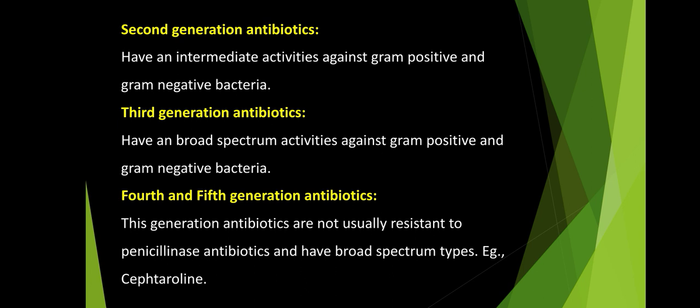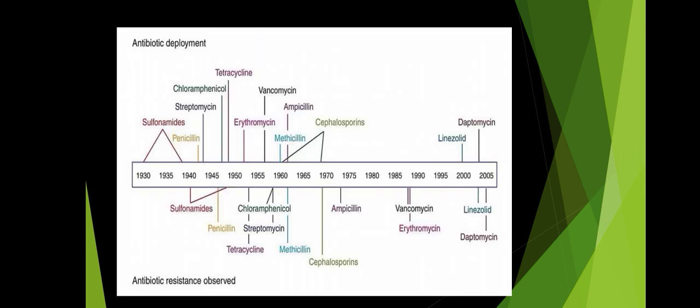Second generation antibiotics have an intermediate activity against gram-positive bacteria and gram-negative bacteria. The third generation antibiotics have broad spectrum activity against gram-positive and gram-negative bacteria. And the fourth and fifth generation are not usually resistant to penicillinase and have broad spectrum activity. Here the image shows the development of antibiotics in different time periods.